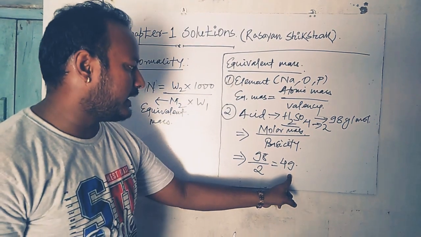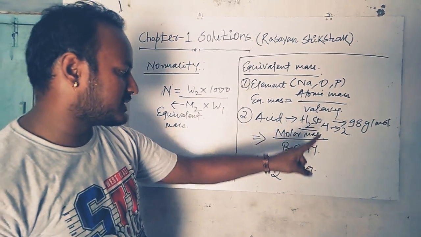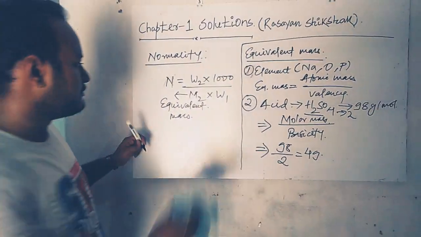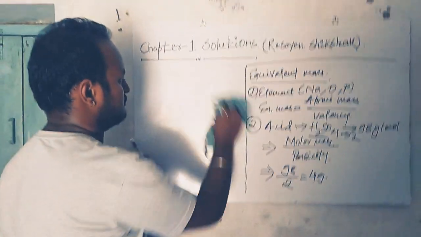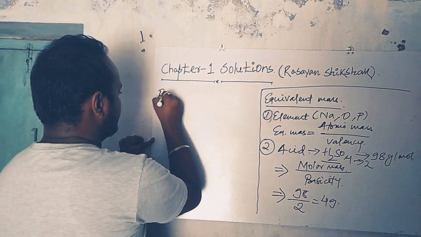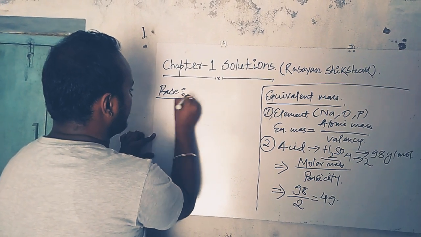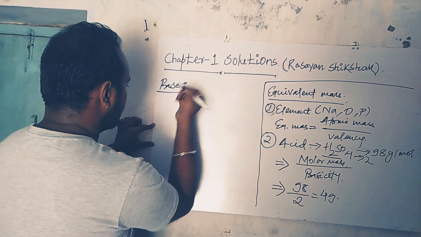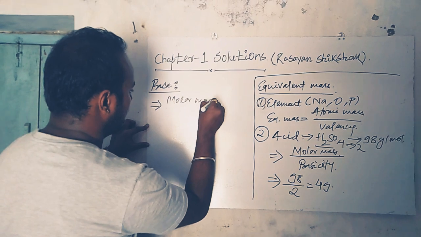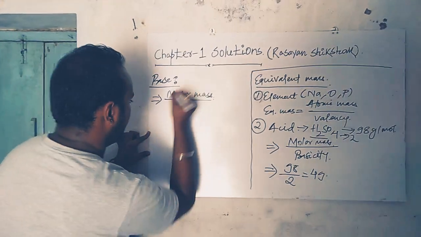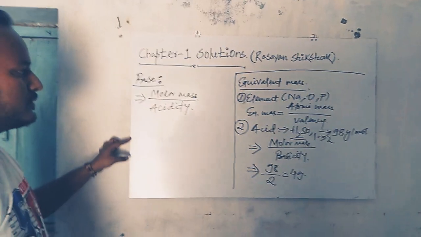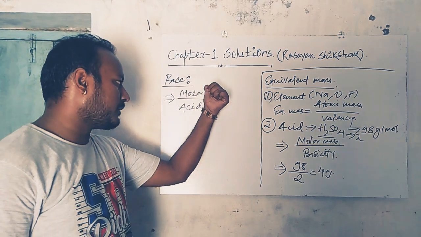It will be 49. Why? Because we divide the molar mass by basicity to get the equivalent mass of any acid. Now, let us go for a base. If it is a base and you need to calculate its equivalent mass, then the equivalent mass becomes molar mass by acidity. So you have to divide the molar mass by acidity.